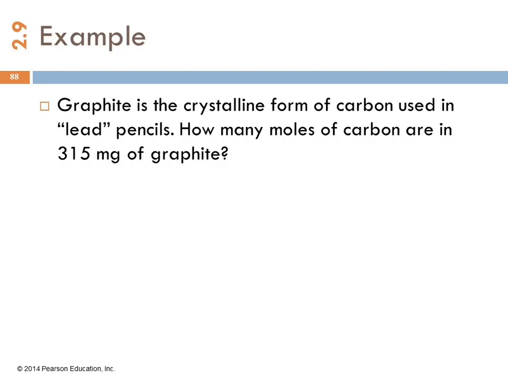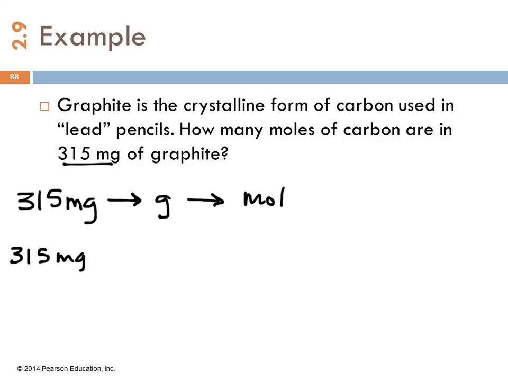Graphite is the crystalline form of carbon used in lead pencils. How many moles of carbon are in 315 milligrams of graphite? Well, we have one number in here, 315 milligrams. And they want to know how many moles. Can we go directly from milligrams to moles? No, because grams and moles are the relationship we get from the periodic table. So what we need to do is convert milligrams to grams, and then we can convert grams to moles. So this one's a little bit more involved.